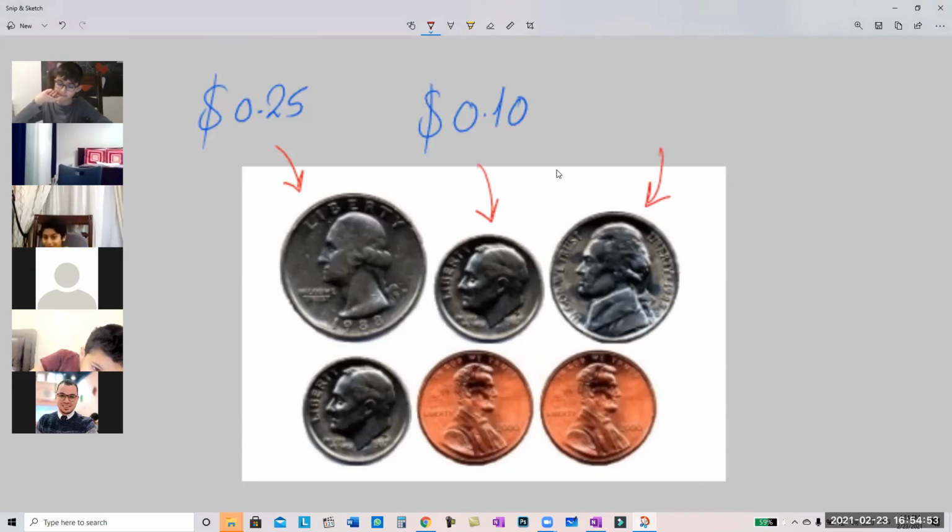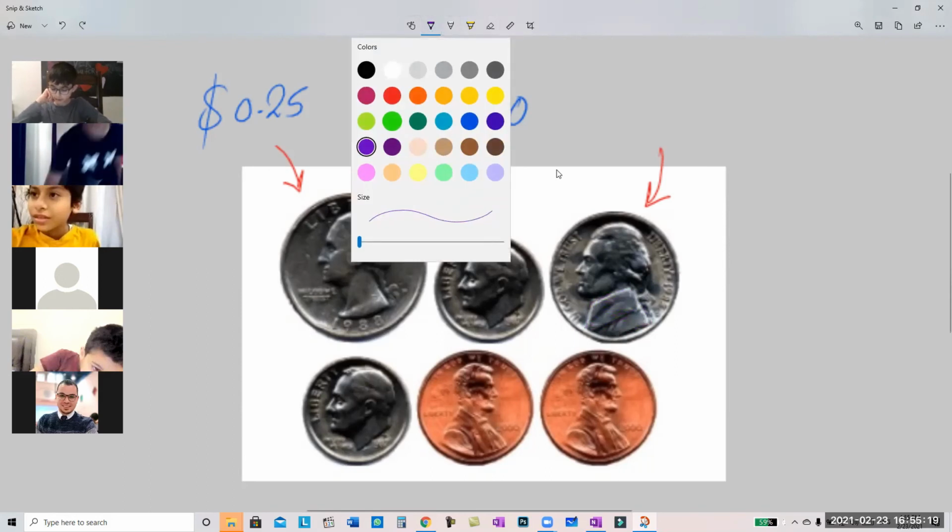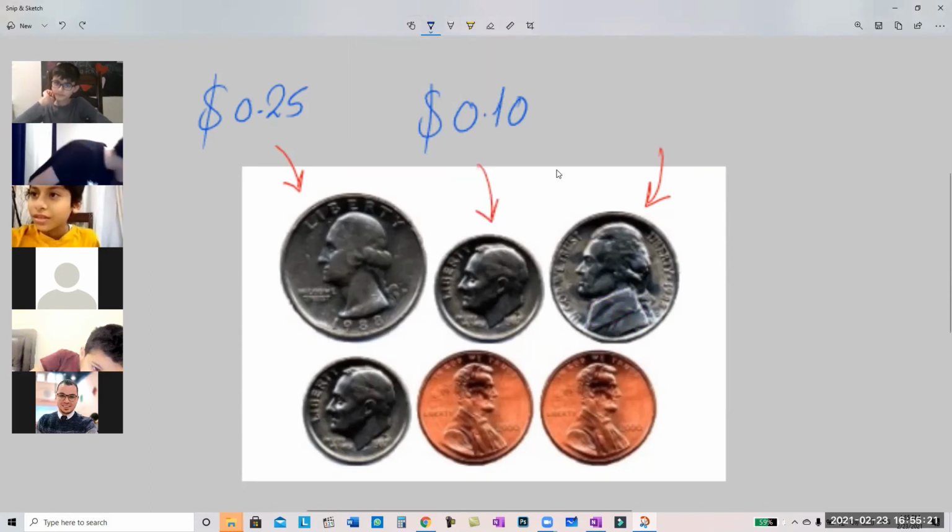Okay, I'll try. I think it's 15. Okay, can you see it here? He's wearing a shirt here. So it will be, is it 20? It will be a nickel, right? So it will be 5 cents. So it will be $0.05.